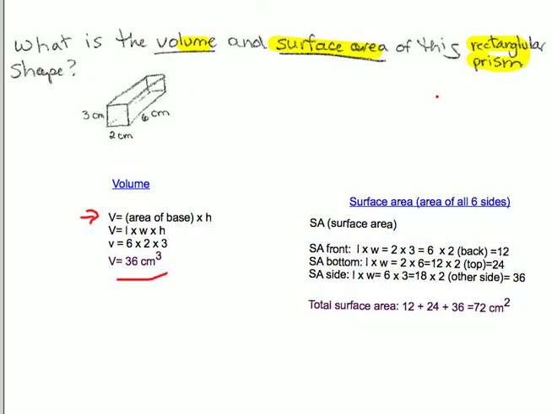So then the side is 6 along and 3 centimeters high. So one side is 18, which means the other side is 18. And so when I add up everything, the total surface area is 72 meters squared.